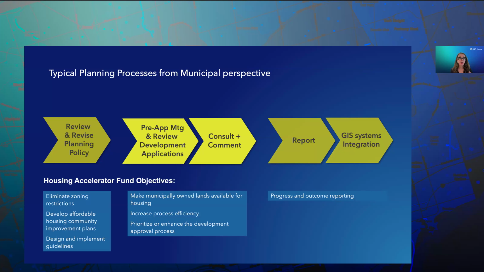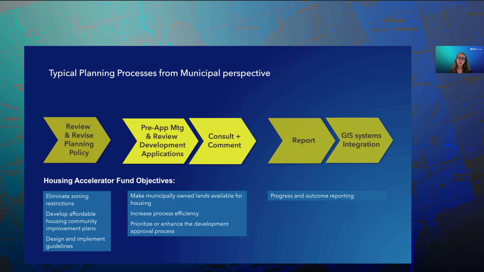The federal government did announce last year their $4 billion housing accelerator fund for municipalities. And it had set out a number of high-level objectives as well that can be grouped into these themes. Each municipality submitted an application for some funding and outlined a series of projects that they would undertake if given the funding in order to meet these high-level objectives. So again, at the highest level, one of the main objectives of the fund is to eliminate zoning restrictions, to develop new community improvement plans, and to revise guidelines to encourage additional density in appropriate areas. So again, that all falls under how do we review and revise our current policies.